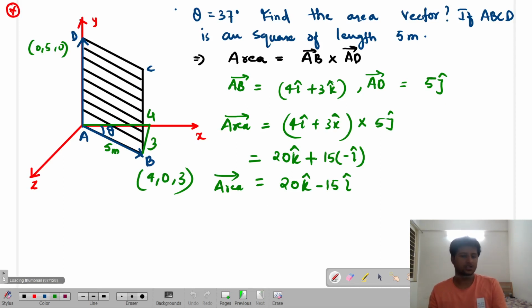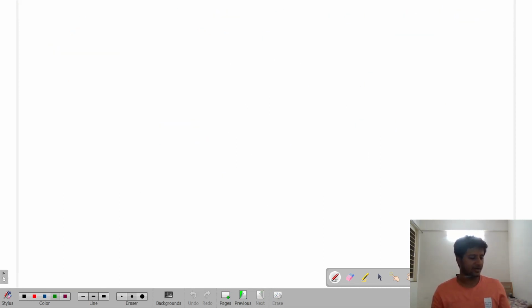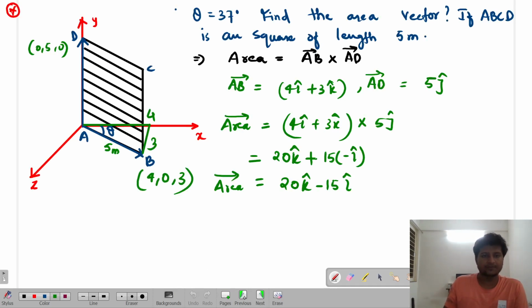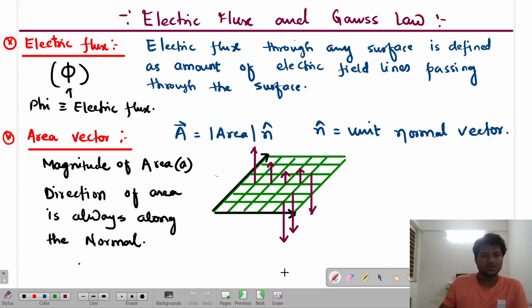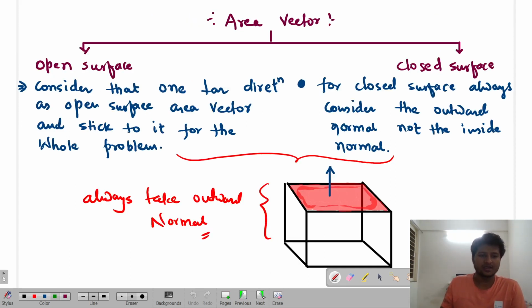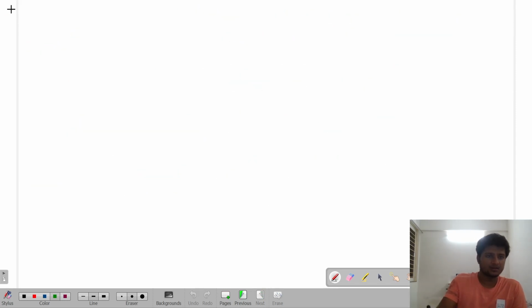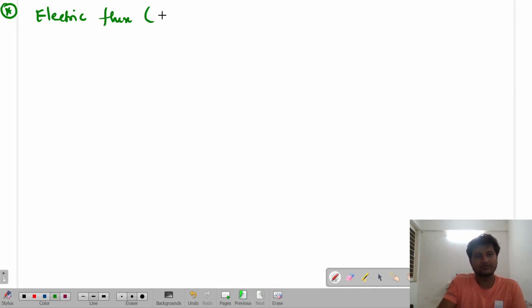Okay? Let's, with the help of this area vector, enter our main task which we were discussing, and that is our electrostatic flux, isn't it? Electric flux is denoted by phi, isn't it? So let us define. I have electric flux, which is defined as phi.